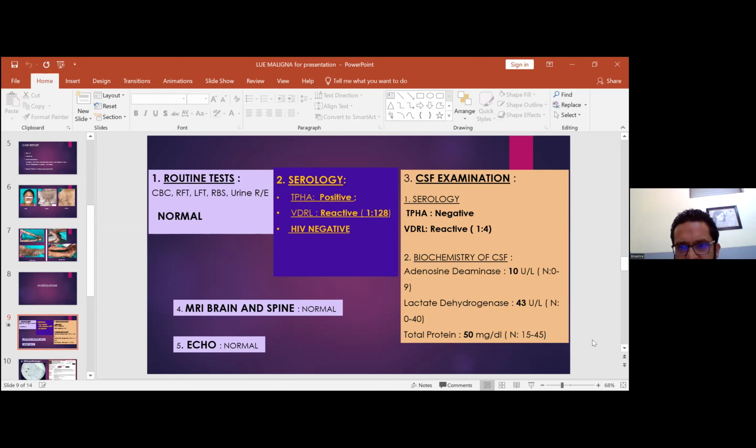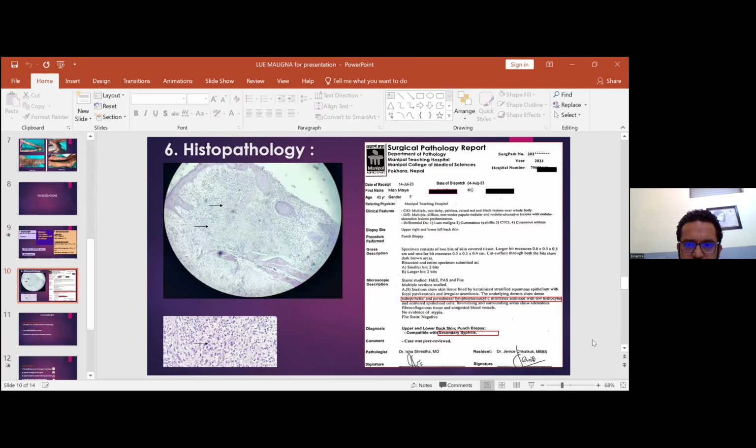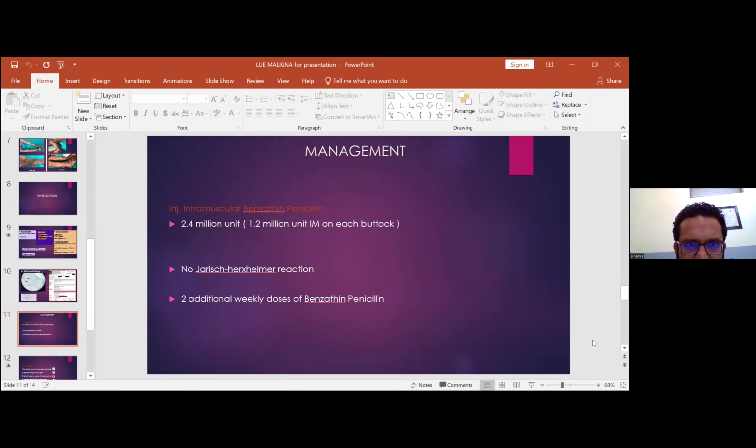And then biochemistry, we had a little bit of elevation of adenosine deaminase, LDH, and total protein. So we did histopathology, and on histopathology we found a lot of subepithelial and periadnexal plasmacytic and lymphocytic infiltrate, which was suggestive of secondary syphilis in our pathology department.